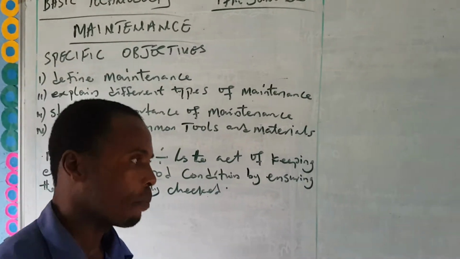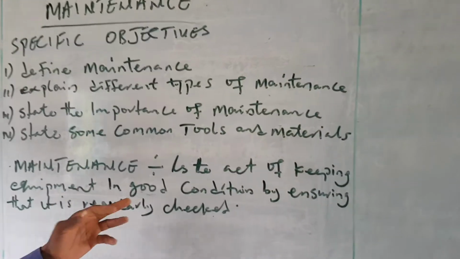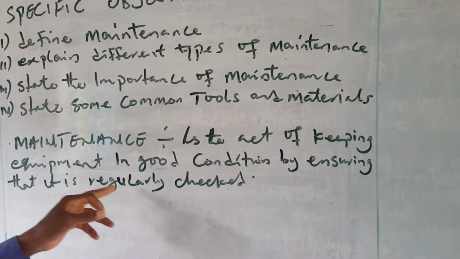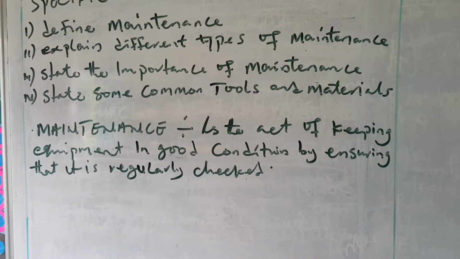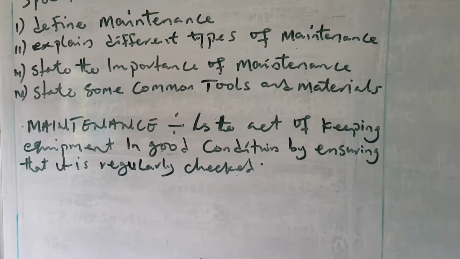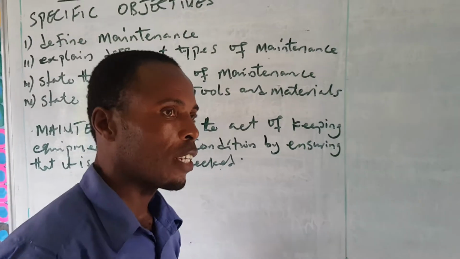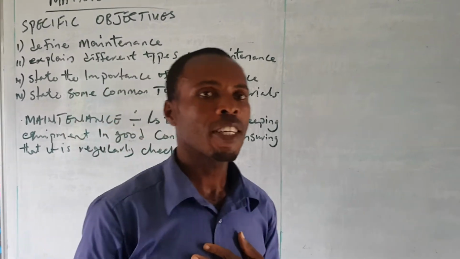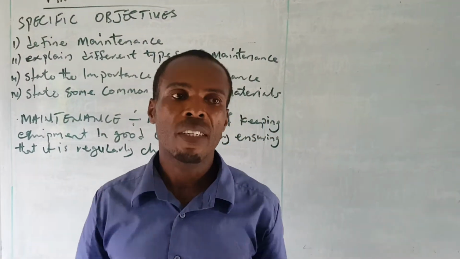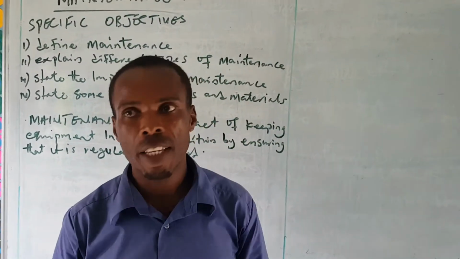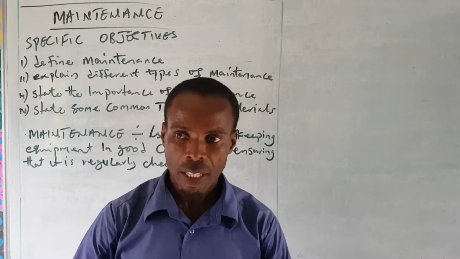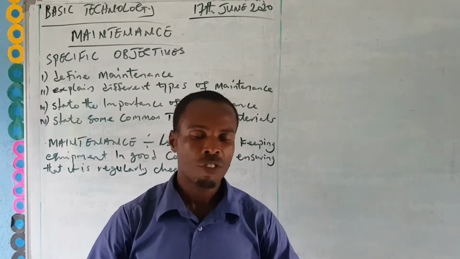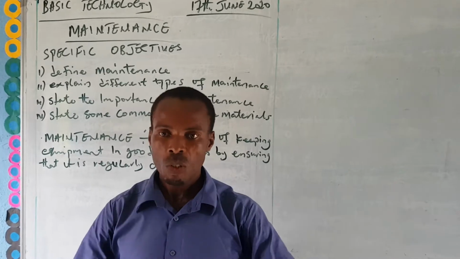How do we maintain them? Like I said, it is the act of keeping equipment in good condition by ensuring that it is regularly what? Checked. You check it regularly. Maintenance is not something you just do once in a month or once in a year. It's regular, day by day, day in, day out. You check it, you maintain it, you clean it.